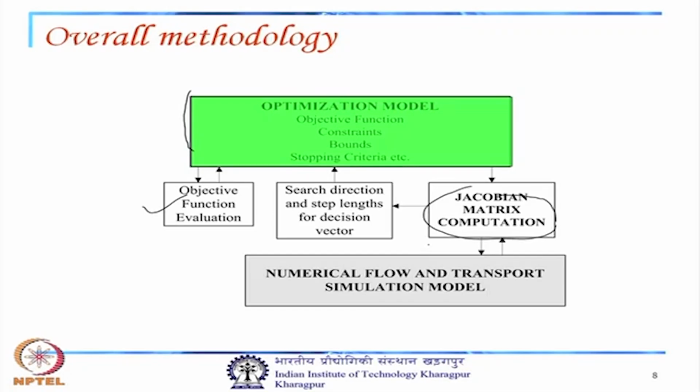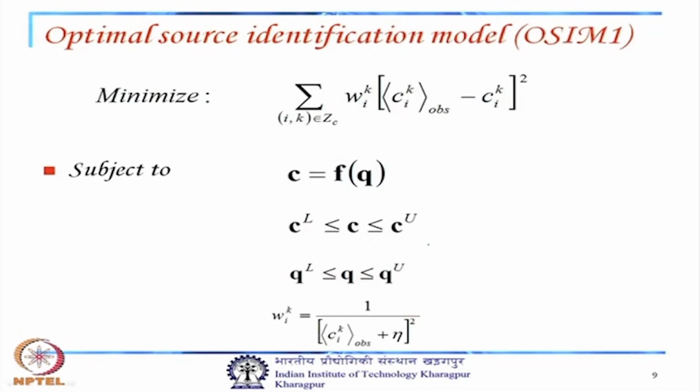So, first is identification of proper transport process, that is identification of a proper numerical flow and transport simulation model to simulate the complex hydrogeological system. Next is identification of a proper optimization model, and the intermediate things are your linking things, these are intermediate calculations. So, in this case we can have two optimization problems.